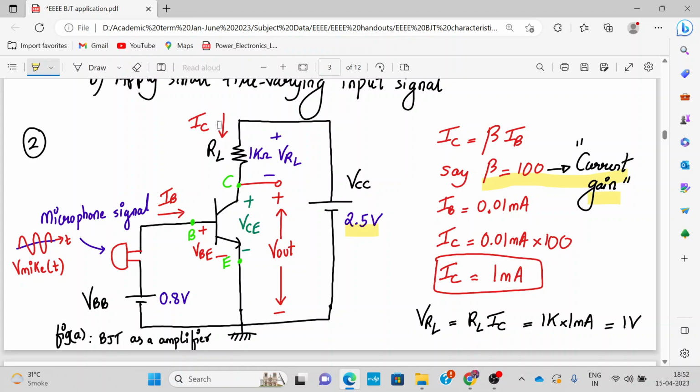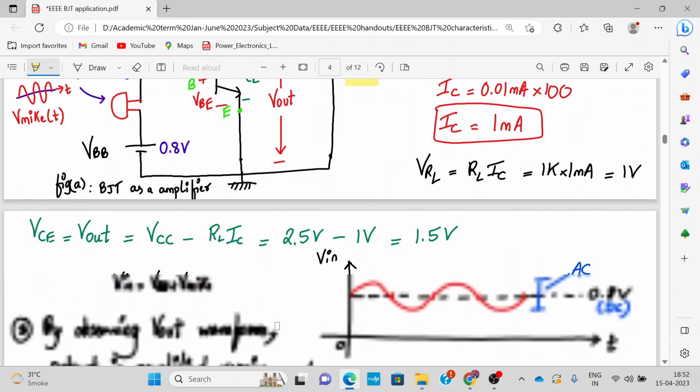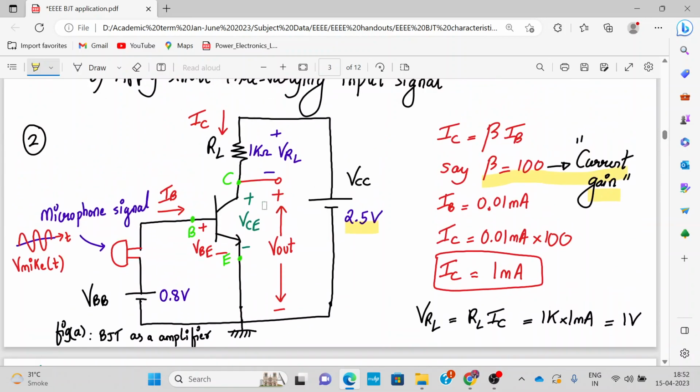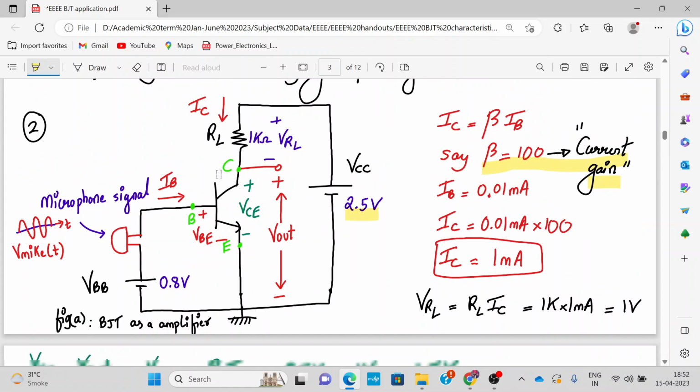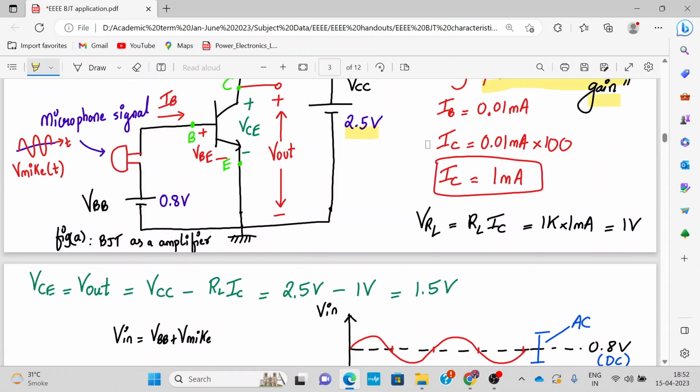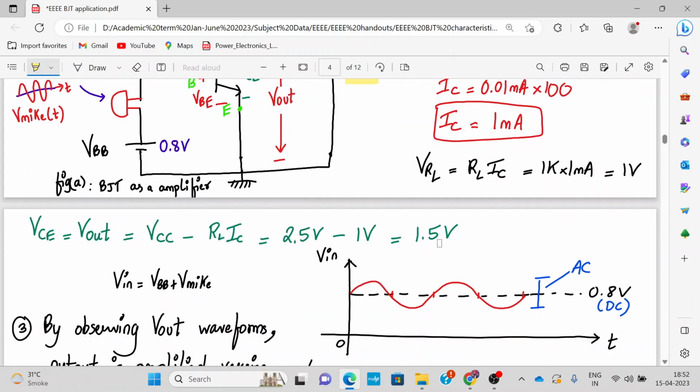Now this IC value being 1 milliampere, let's calculate VRL. So VRL is IC into RL. So that will be 1K into 1 milliampere, that will be 1 volt. So VRL is 1 volt. VCC is 2.5. So how much is VCE? That will be easier to calculate. VCE or V out, if you apply KVL, will be VCC minus ICRL. So that is 2.5 minus ICRL, we have done it, it's 1 volt. So it's around 1.5 volt. So VCE will be around 1.5 volt.